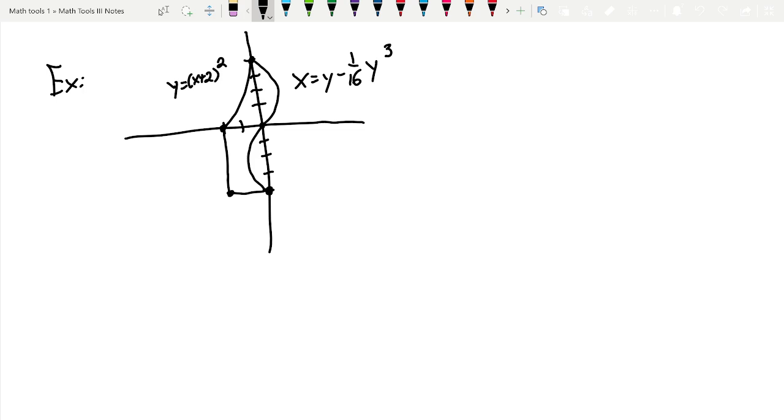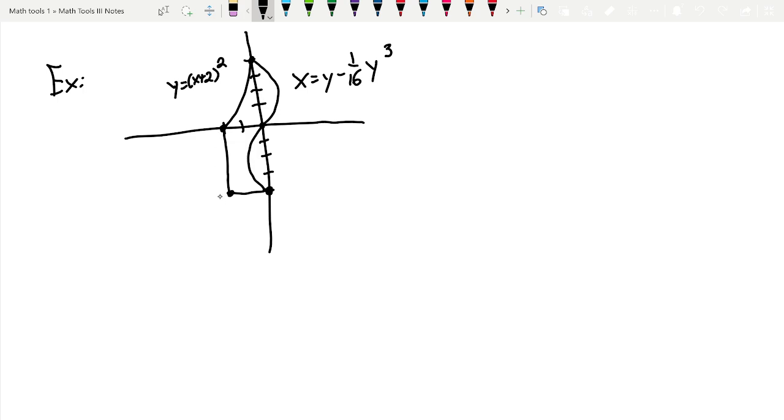And again, this is from the OpenStax Calc 3 textbook if you want a better drawing or to see how they did it. But the curve up here, I should say, is y equals (x plus 2) squared. Okay, that's right here, this part. The big curve that really defines the right side of this area is x equals y minus 1/16 y cubed. And of course, we could define that in terms of x if we want to. It's not going to be a function of x, so something we might need to be careful about.